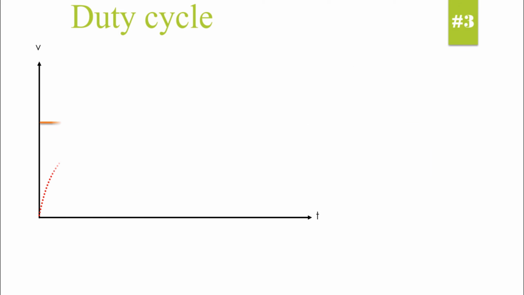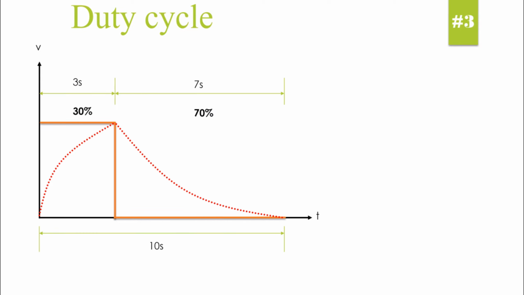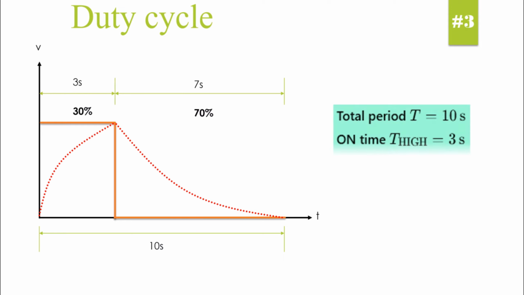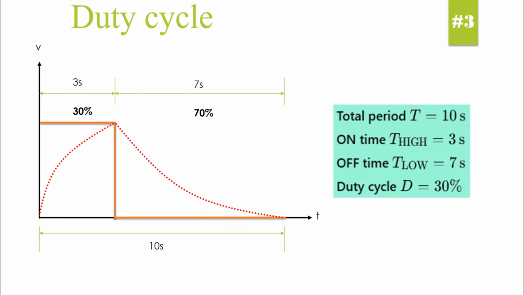Now let's say in an interval of 10 seconds we want to turn an LED on for 3 seconds and off for 7 seconds. Total period is 10 seconds. On time is 3 seconds. Off time is 7 seconds. Duty cycle is 30%. This is exactly what the diode-modified astable mode is for.